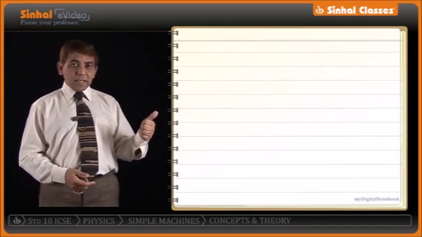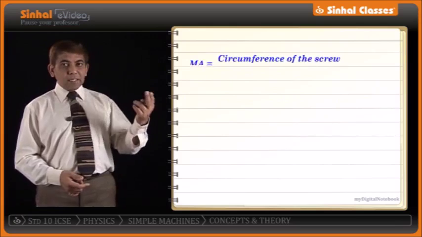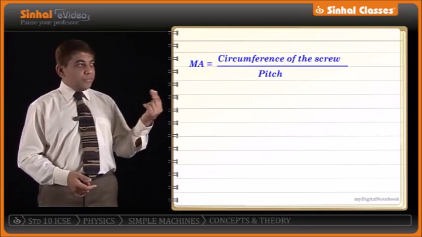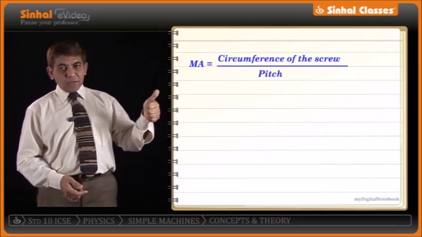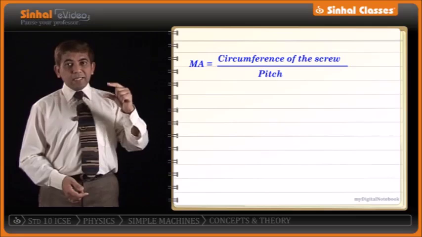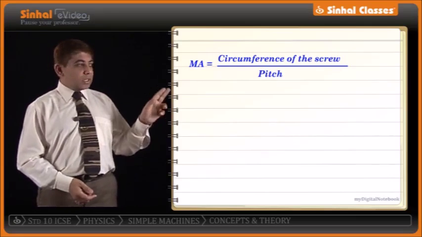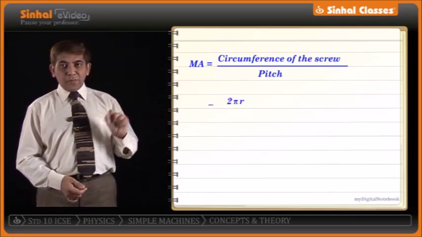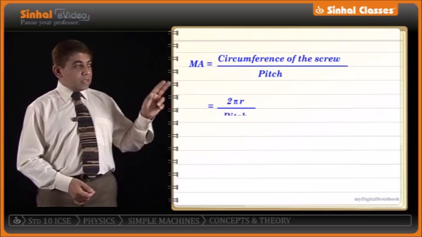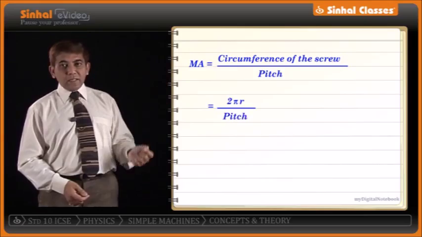Mechanical advantage in this case is the length of incline upon vertical height. In this case, length of incline is nothing but the circumference. So circumference divided by the vertical height. What is the vertical height in this case for a screw? It is the distance between consecutive threads, and that we have defined as pitch. So it is circumference upon pitch. Circumference is nothing but 2 pi r upon pitch. Now here the radius is nothing but the average radius, the radius at the top and the radius at the bottom.